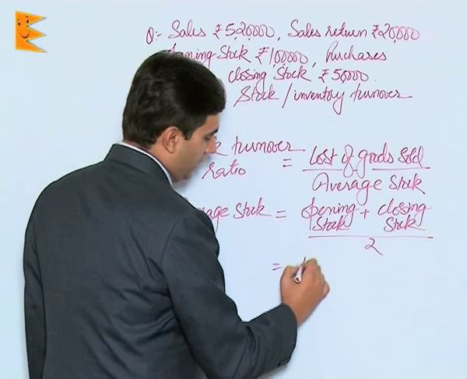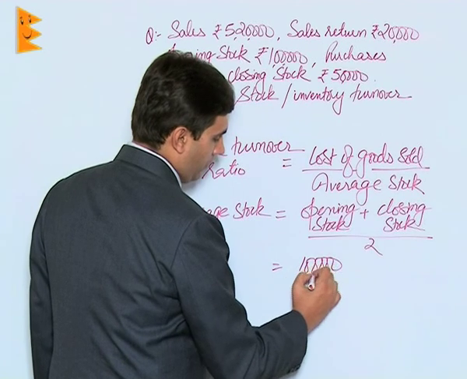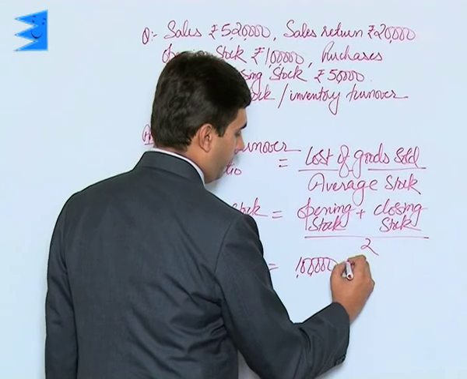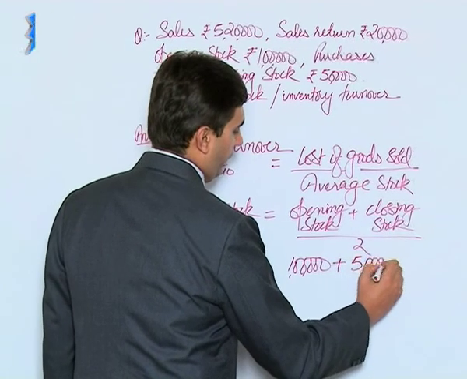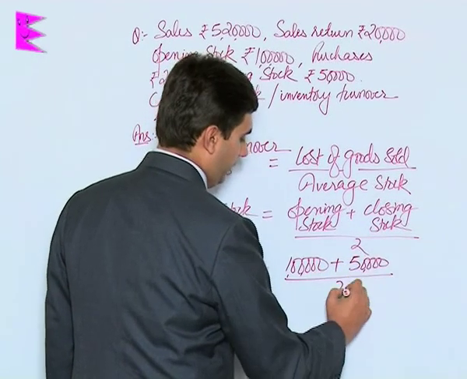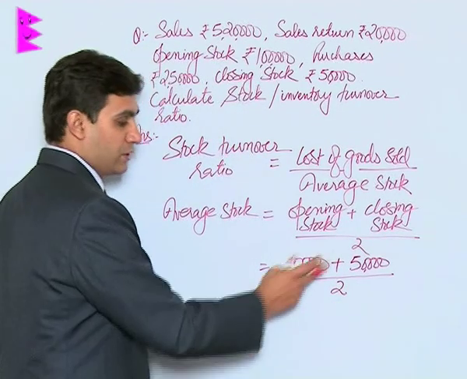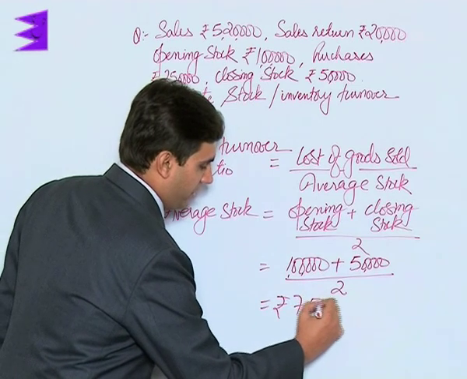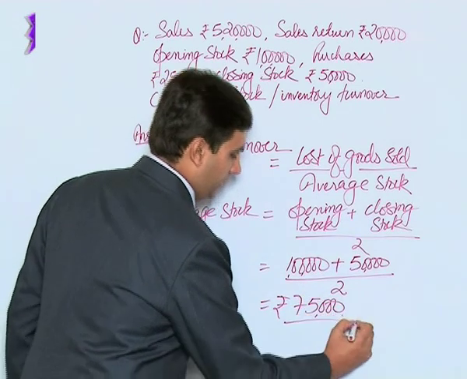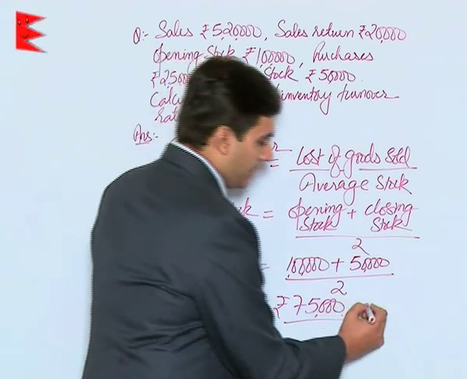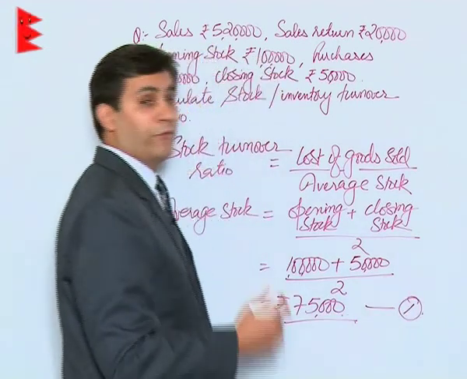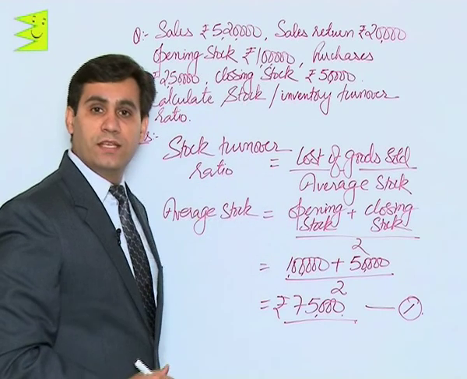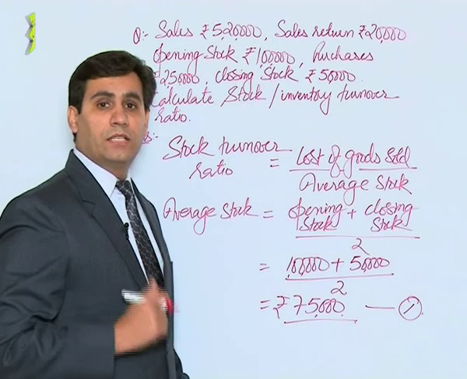Opening stock is given to be 1 lakh. Closing stock is given to be 50,000, whole divided by 2. That is 1,50,000 divided by 2. So we get average stock as 75,000. So students, let us mark it as equation number 1 so that we can recall it later, that our average stock based on this information is rupees 75,000.